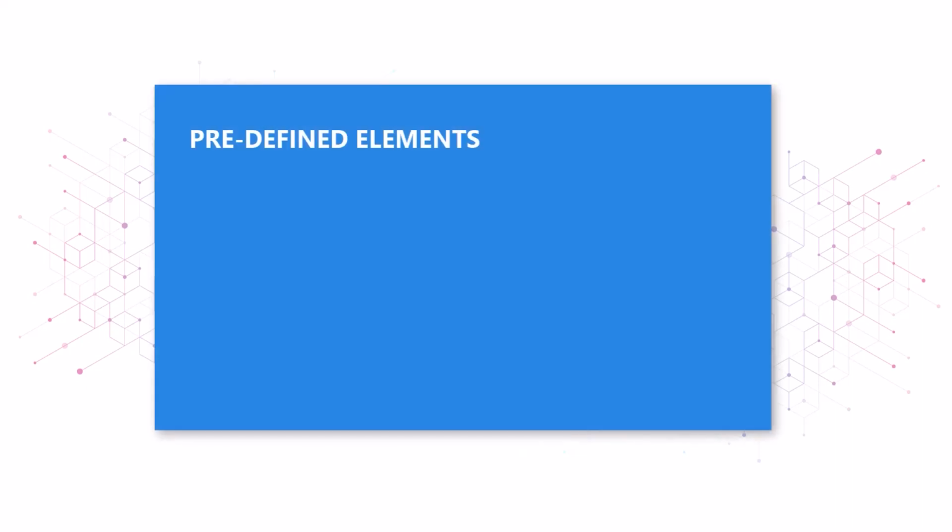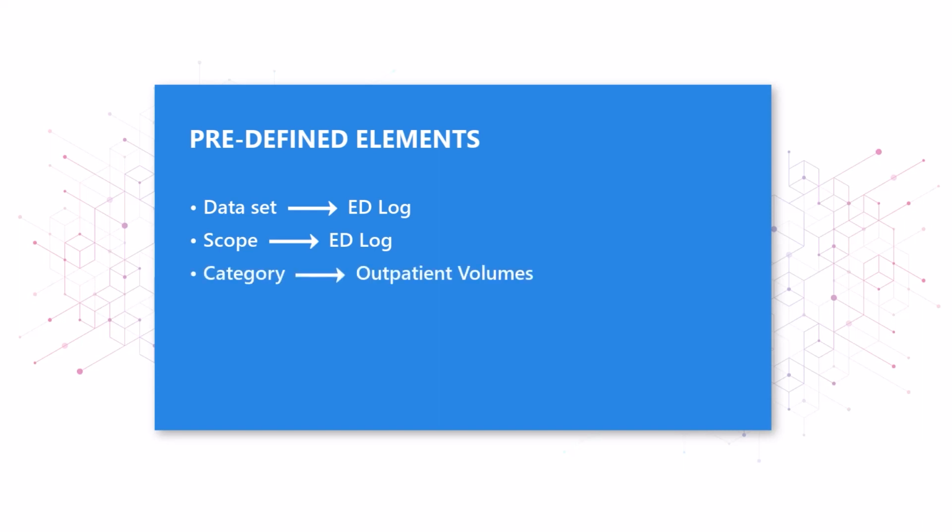For the purposes of this demonstration, the following elements have already been defined. The dataset. We're using the ED-log dataset. The scope. We're using the scope ED-log, which establishes ED arrival date as our date column. The category. We're using the category Outpatient Volumes.